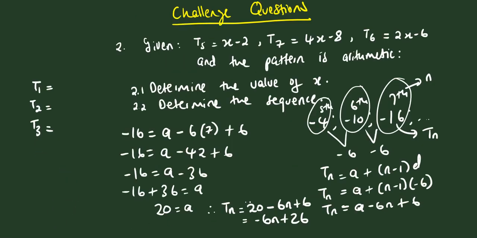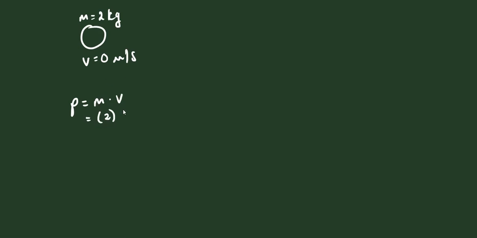So what is momentum? Suppose you got a ball here. It has a mass of 2 kg, and its velocity is 0 meters per second. Does this ball have momentum? Momentum, we say, is the product of an object's mass and its velocity. So if the velocity is 0, no matter the mass, the object will have 0 momentum. The units are kg meters per second.